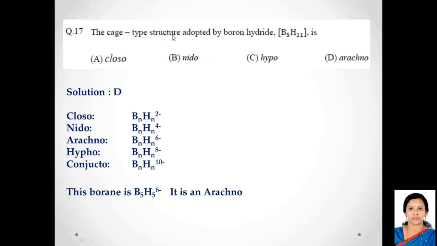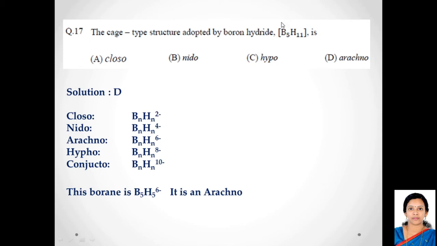The cage type structure adopted by boron hydride B5H11 is. So you must have studied about boranes, and you know that there are basically 5 different types of structures: closo, nido, arachno, hypo, and conjuncto. For this, I'll show you a trick to find out which is the structure. Basically, this is how you write it. You put BnHn, so the number of borons and the number of hydrogens are made the same, and the extra hydrogens you put as the charge.